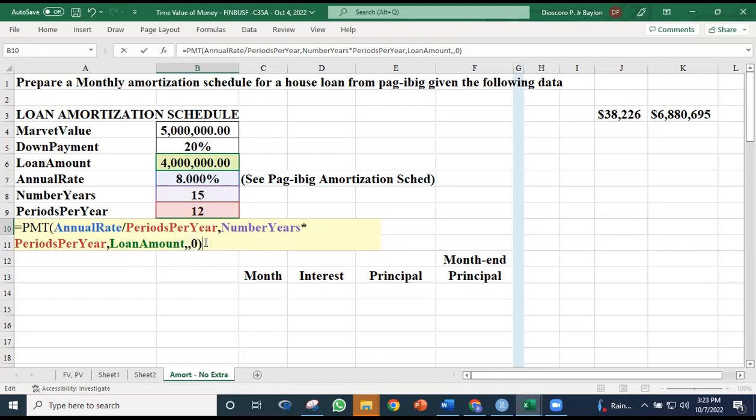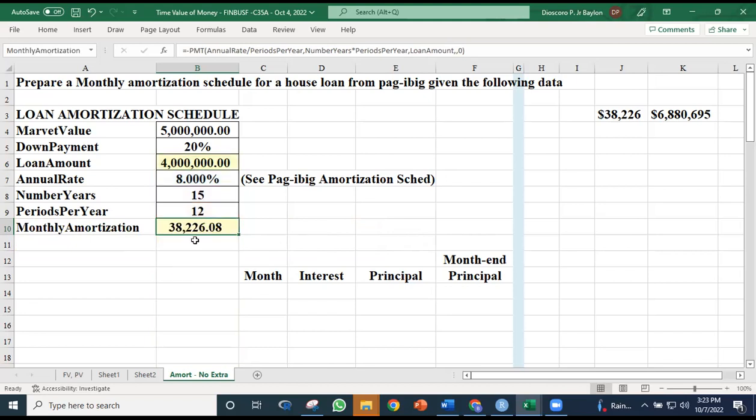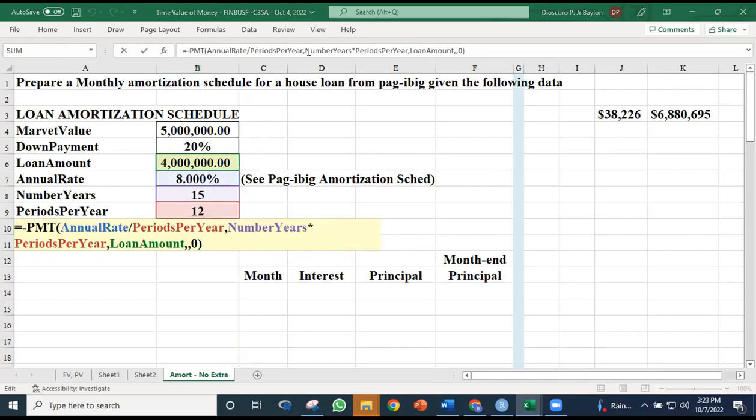I expect to get a negative answer because our loan amount is positive. It means that this is a loan, positive, and every month I'll be paying, so your PMT will be negative. So I'll just make it a positive value, negative PMT. All right, so we got 38,226.0. Let me show the formula and entertain some questions. Okay, any questions here? None? Okay. All right, any questions?